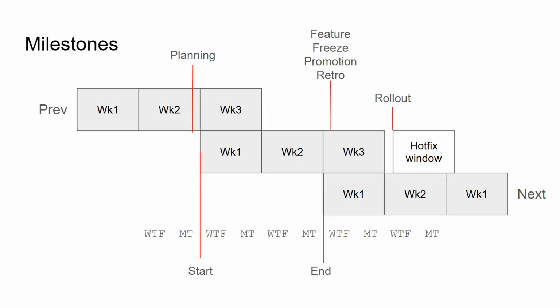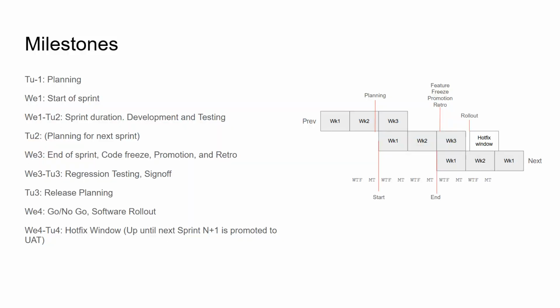The Tuesday prior to the sprint, we have planning. Then start the sprint on Wednesday, and the sprint runs for 2 weeks from Wednesday through the following Tuesday. And then on the Tuesday, there is actually planning for the following sprint. On the Wednesday following the sprint, we have the end of the sprint, code freeze, promotion, and retro. The Wednesday through the Tuesday, we regression test and sign off the release.